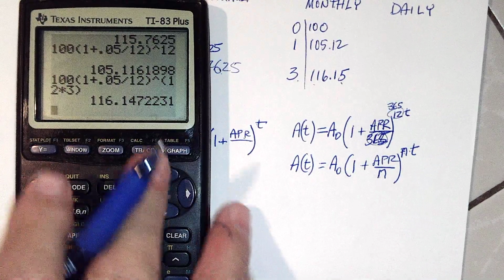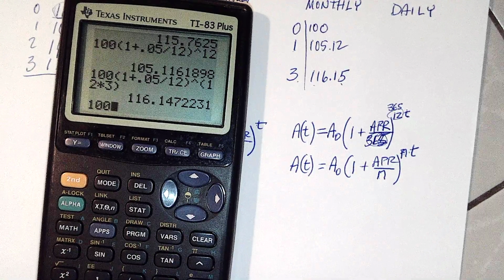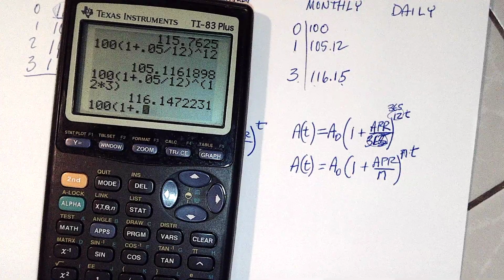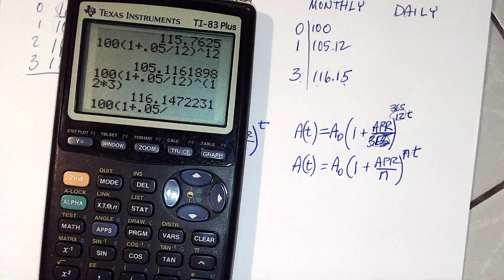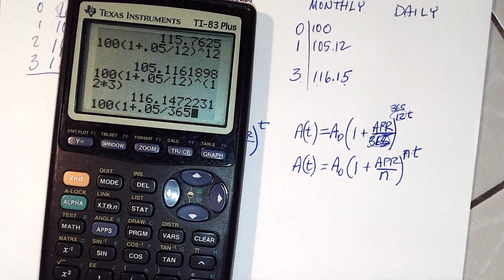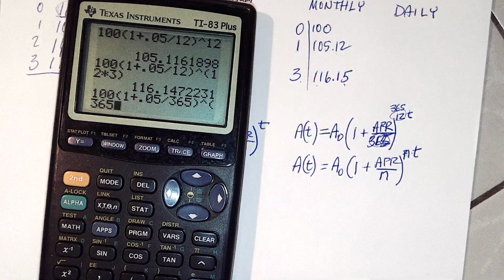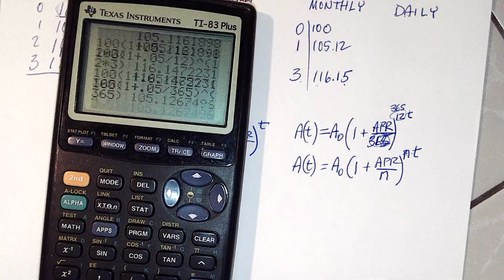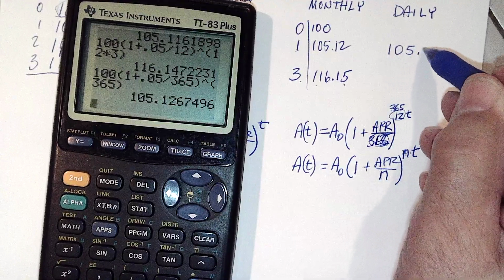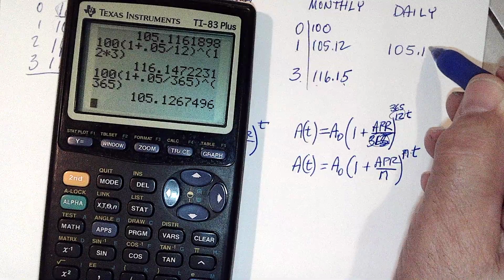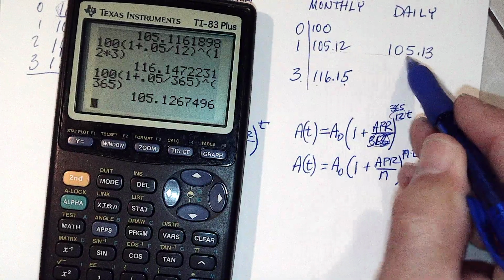So let's figure out how much that changes in 1 year. So 100 parenthesis 1 plus 0.05. Now, if I'm getting a different interest rate, I'd have to change that number. Divided by daily is 365, close parenthesis, to the 365, close parenthesis. That would be for 1 year. And now I've got 105.13 cents, just barely rounding up to 3. Not showing up much different there.